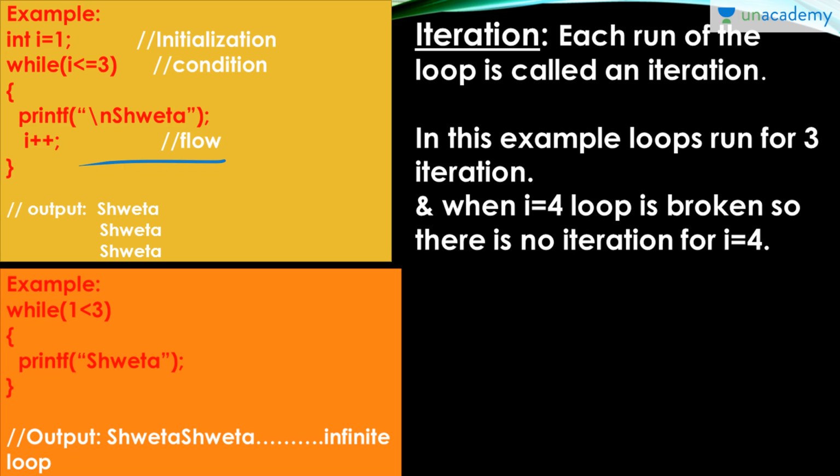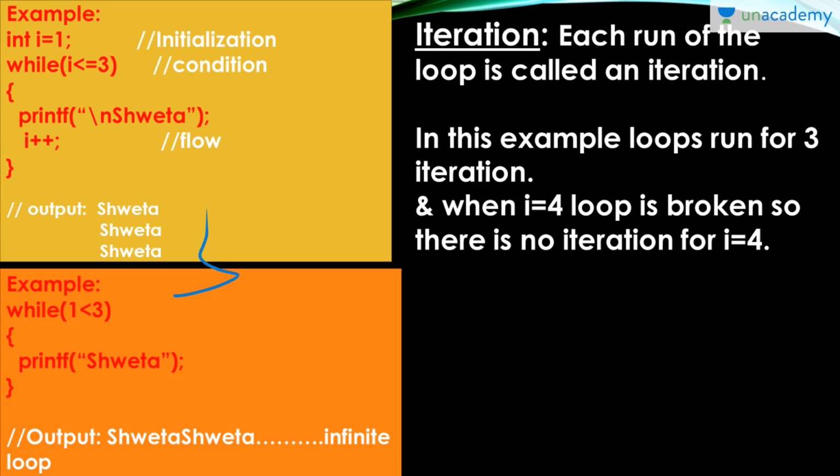Shweta. So Shweta will be printed again, and now the value of I increased to 4. 4 less than equal to 3? No, this condition is false. So now this Shweta will not be printed. So we have got Shweta 3 times. So this is the output.